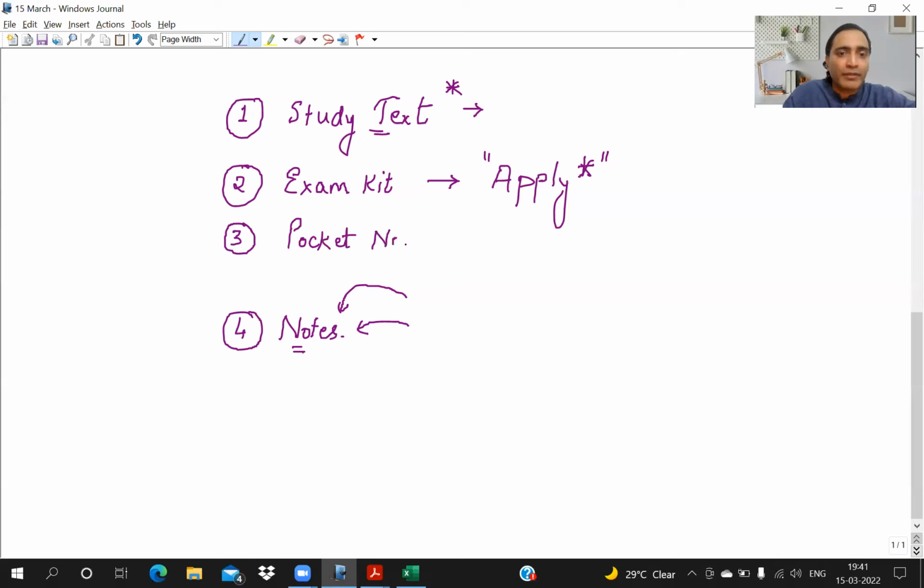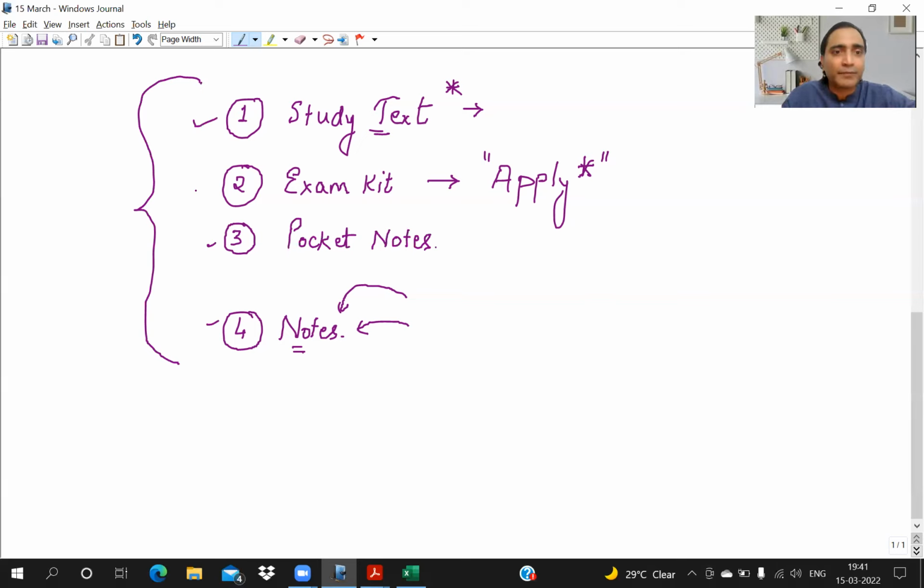But please do not reverse the order. I know you guys won't do that, but sometimes students are tempted to reverse this order. They start from notes, then the pocket notes, and then at the end, the study text. Everyone has a different approach, but most of the time students don't understand what they do and they don't get the pass mark. So please do not reverse this order.